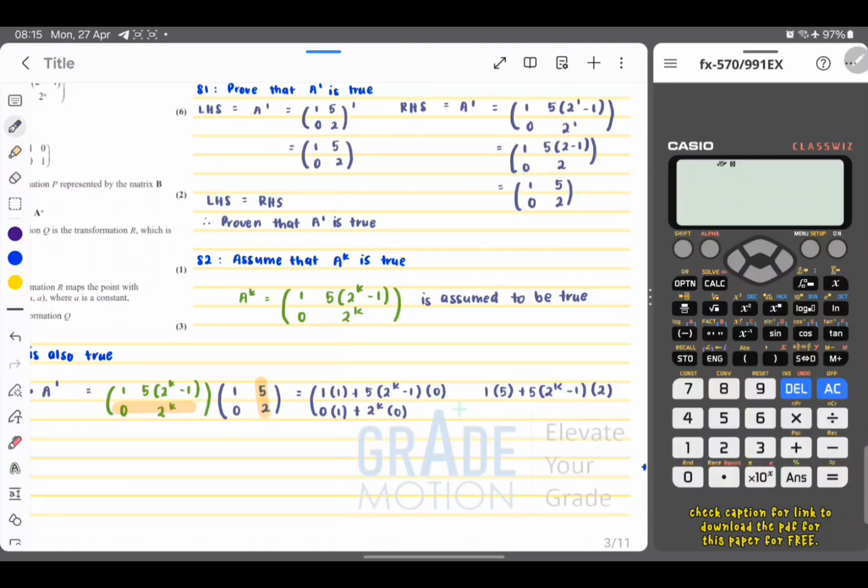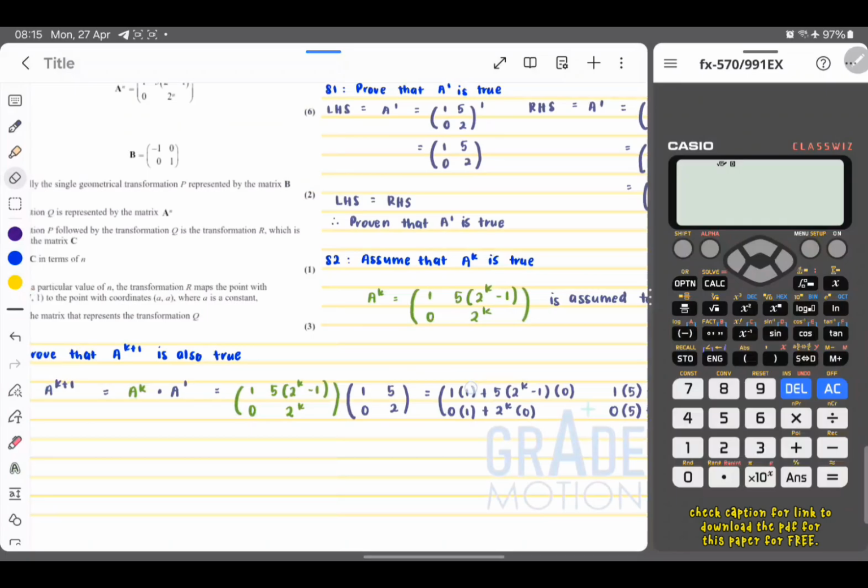So this we will get 0. Give it a bit of space and then plus 2 to the power of k. Let's consider the element from our second matrix. The first bracket would be 5 and the second bracket would be 2. That's it.